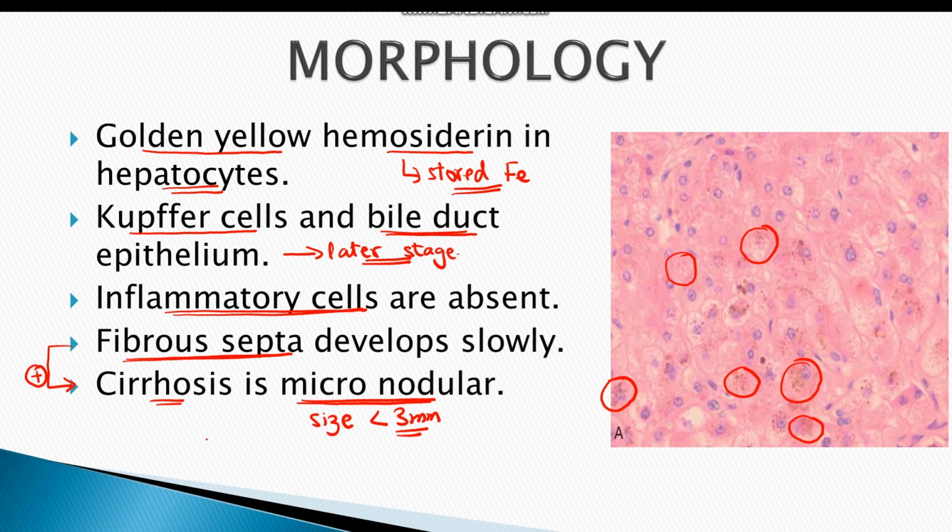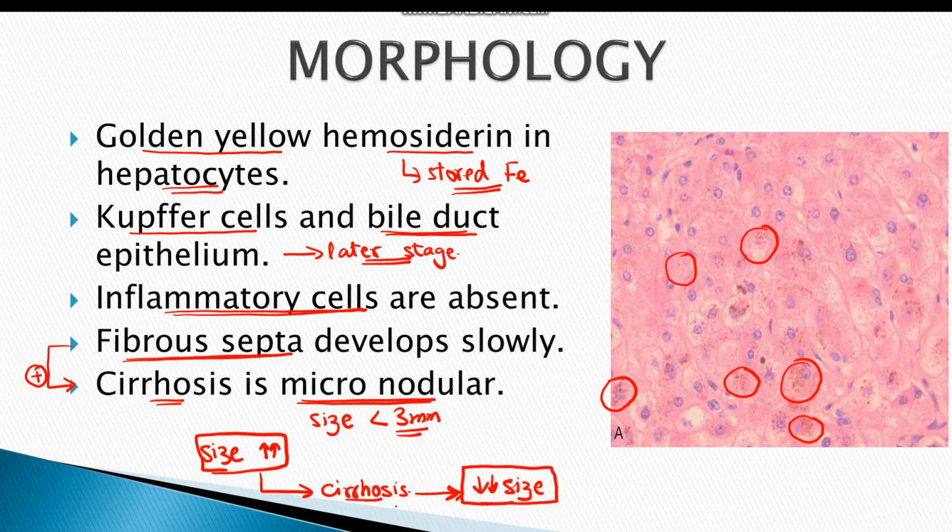At the initial stages of the disease, the size of the liver is increased, but as the disease progresses to liver cirrhosis, the size of the liver is decreased due to shrinking of the liver attributed to fibrosis.